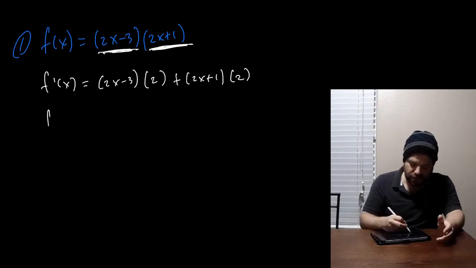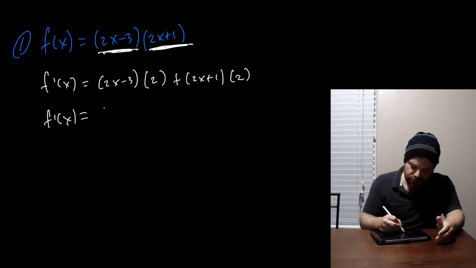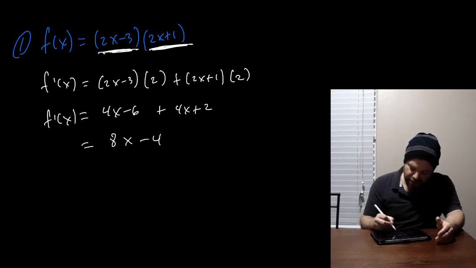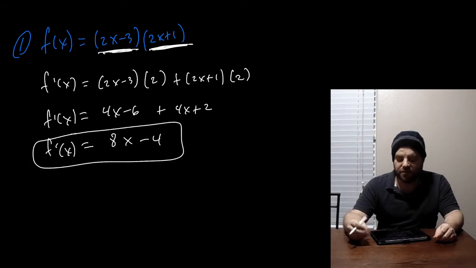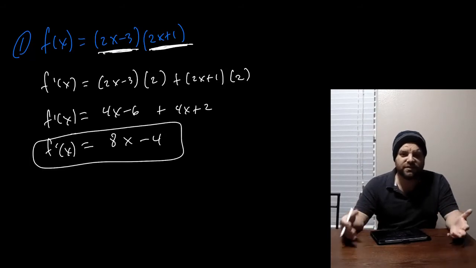Literally the rule, okay? So this derivative, if we solve it out, we'll distribute this 2, so this will be 4x minus 6. We'll distribute this 2, which will give me 4x plus 2. We will combine like terms, so it'll give me 8x minus 4. If you go back and look at the power rule video, that's the same answer we got, and this is a completely different way of doing it. Okay, so this is basically using a different rule to get the same answer.